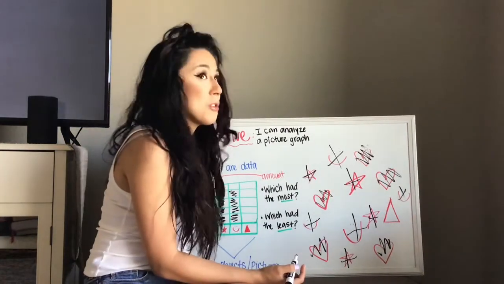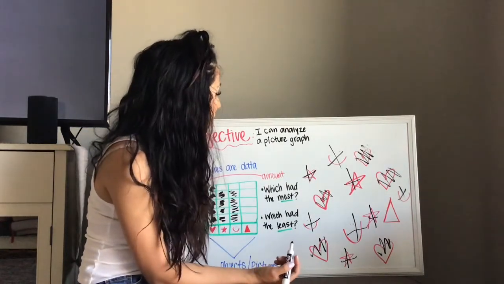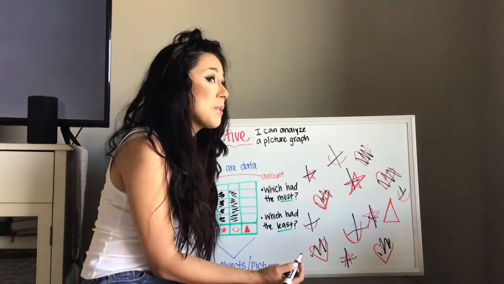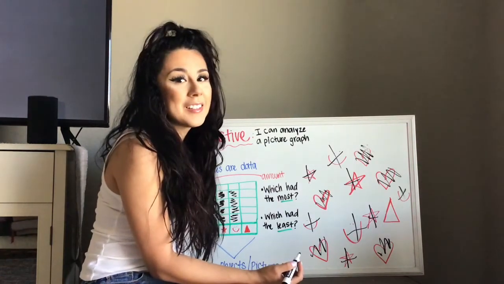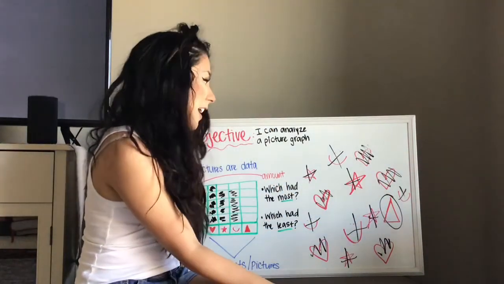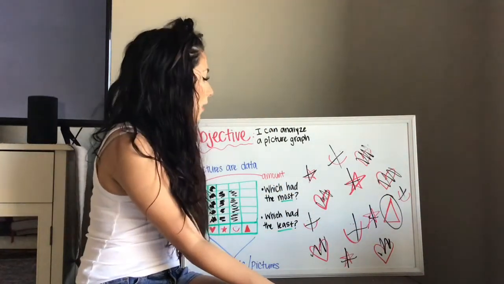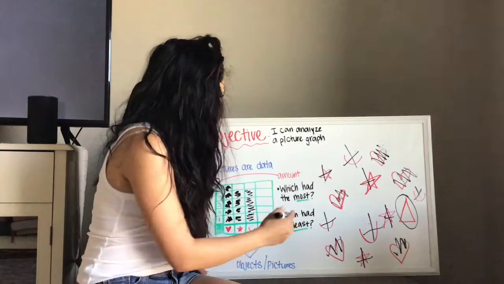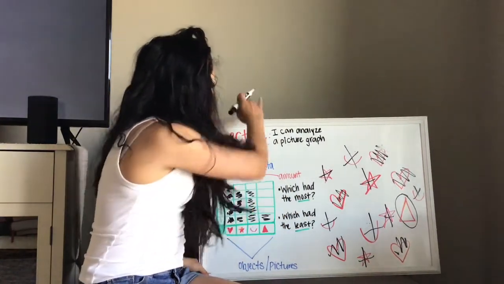And last we have the triangles. Let's go ahead, make sure I don't knock over my board, and cross off the triangles. Now, do you see a lot of triangles? No, neither do I. 1, and do you see any other ones? Nope, just 1 triangle.